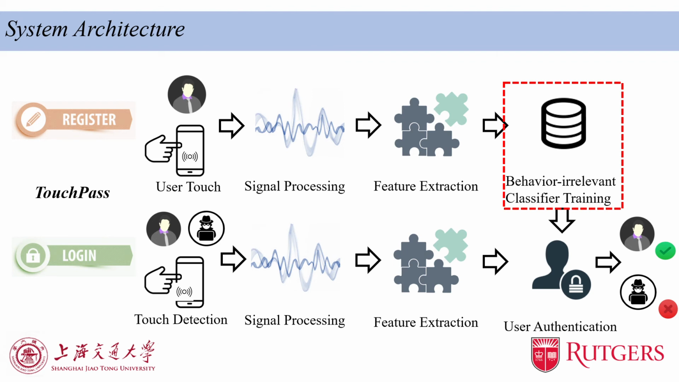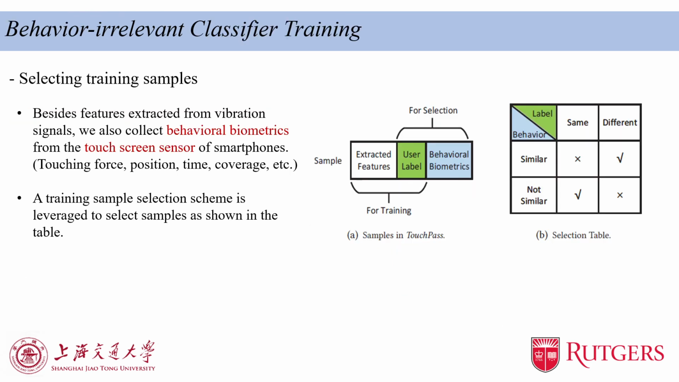Then, after that, we enter the classifier training part. The features we extracted from vibration signals contain both behavioral biometric and physical characters. They are mixed together, and we would like to remove the influence of behavioral biometrics as much as possible, leaving only physical characters. To do that, we first conduct a training sample selection process.